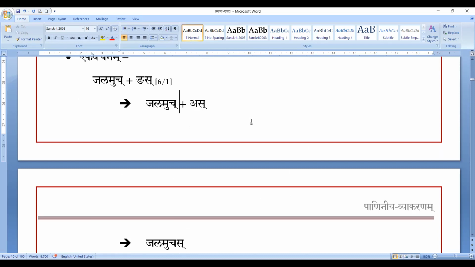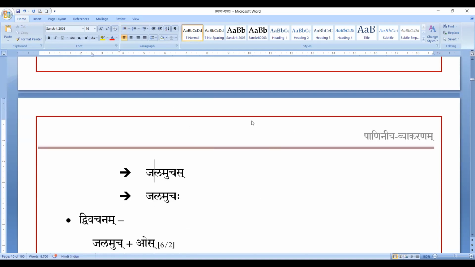Then Shashthi Vibhakti, Jalamuch plus Nas. Content is As. Just join. Jalamuchas. If you keep repeating this, so you get used to the vidhi, you will remember. Every time you do, Padanta Sakara is replaced by Ru. Ru is nothing but Repha. Repha is replaced by Visarga. You have to repeat it, then it will stay in your memory.